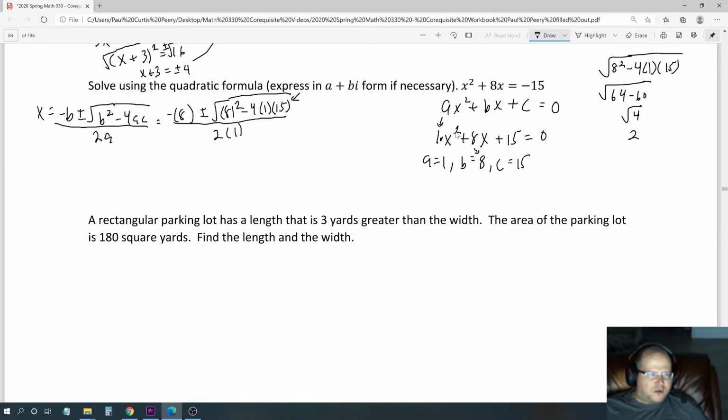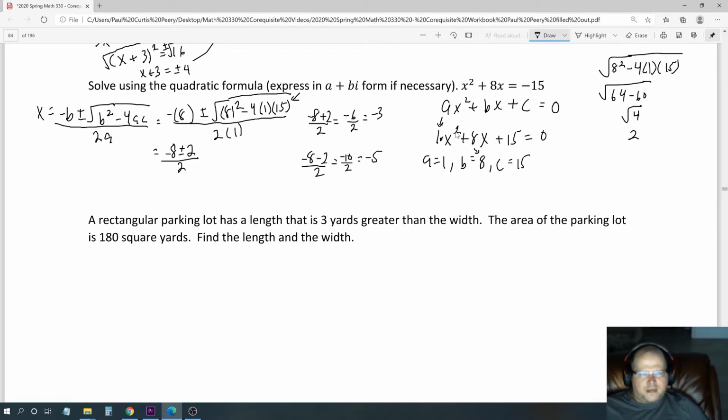So now I'm going to go back over here, and that is a negative 8 plus or minus 2 all over 2. Okay, now we have a positive and negative version of this that we want to deal with. So we have a negative 8 plus 2 divided by 2. Negative 8 plus 2 is negative 6 divided by 2, which gives me a negative 3. Then we do the other version, which is negative 8 minus 2 all over 2. Negative 8 minus 2 is negative 10. Negative 10 divided by 2 is negative 5.